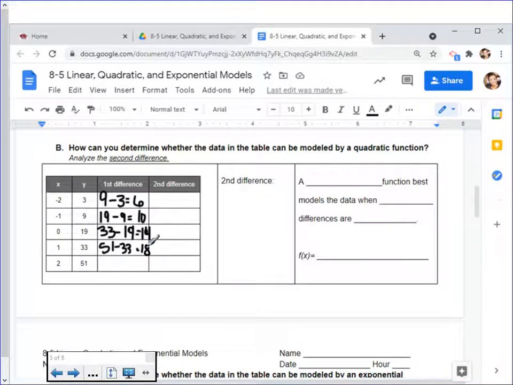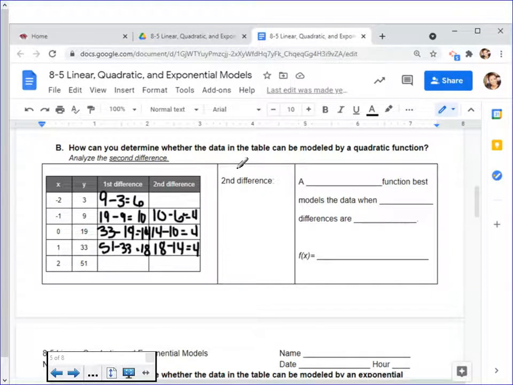So that's your first difference. You're finding your y values. If it were linear, you would get the same thing every single time. But in this case, we got 6, 10, 14, and 18. Now we're going to find our second difference. So we're going to take 10 minus 6. You see, now we're using these numbers that we just came up with. 10 minus 6 is equal to 4. 14 minus 10 is also equal to 4. 18 minus 14 is equal to 4.